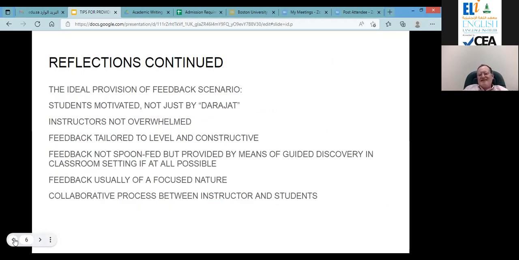This is everyone's dream, every writing teacher's dream. I said writing at ELIS level 3 is not my dream, but here it is. Students are motivated, not just by grades, right? They really do want to improve their writing. They are personally motivated. Instructors are not overwhelmed. And what does that mean? Well, we don't have 50 essays to grade in 2 days.